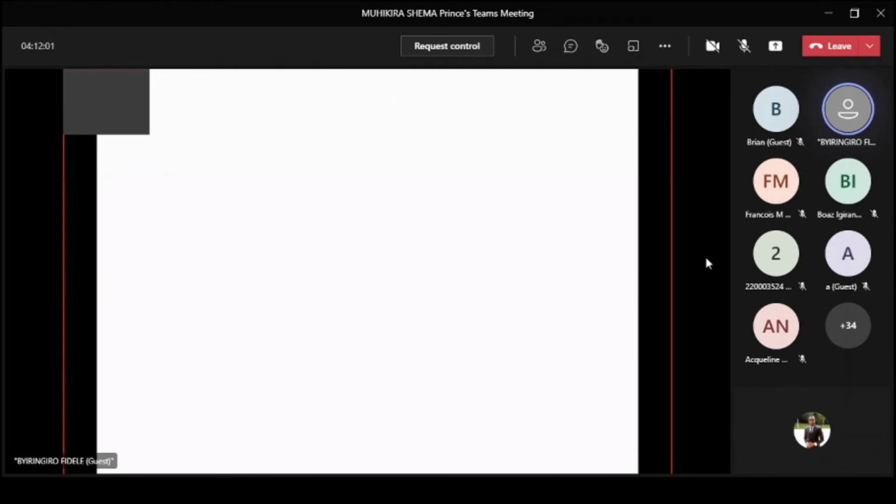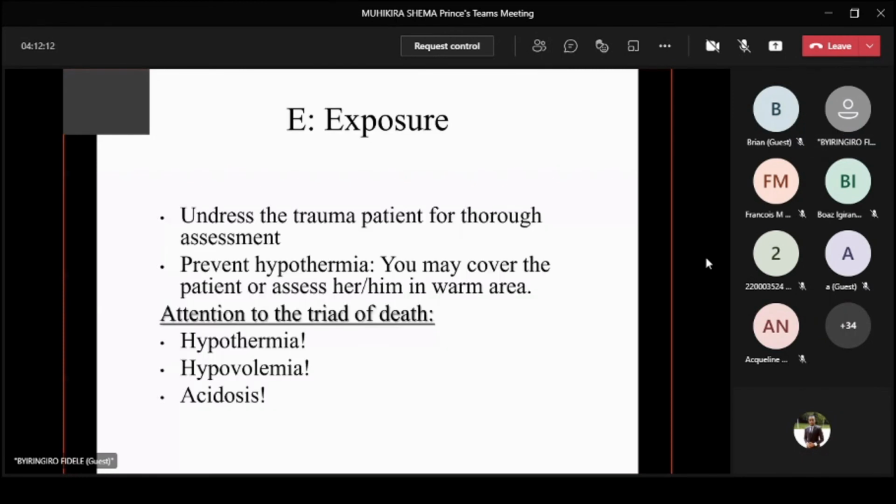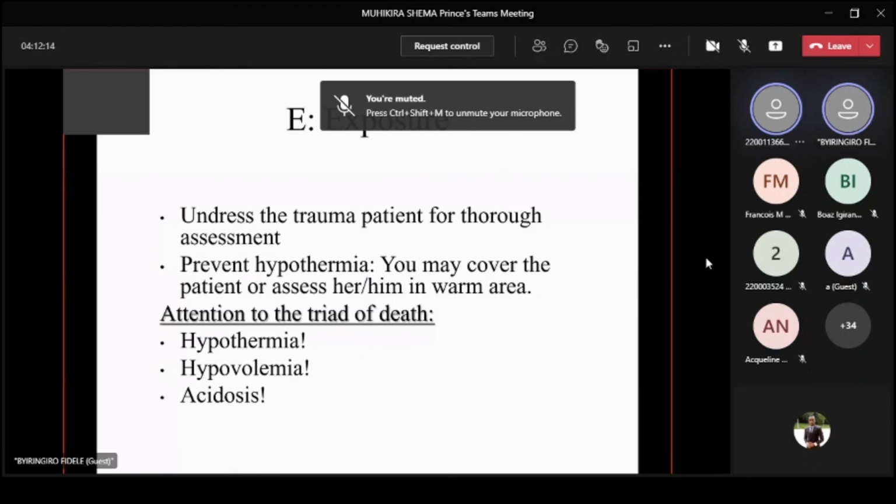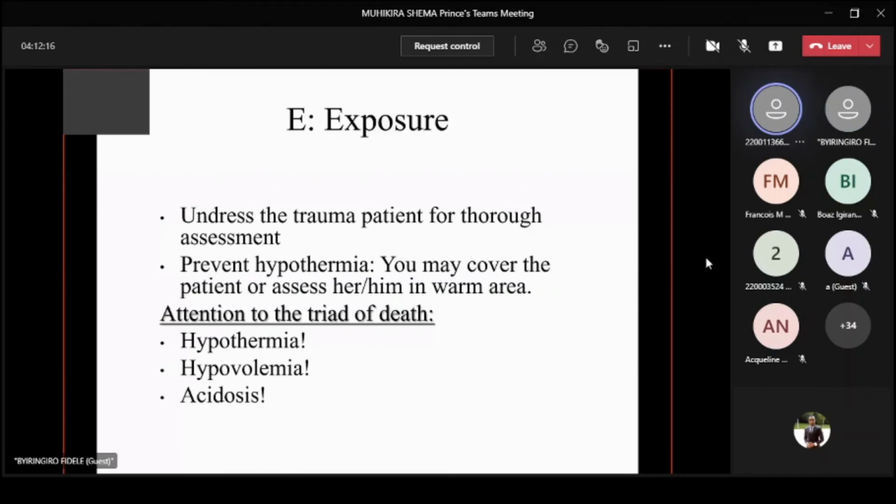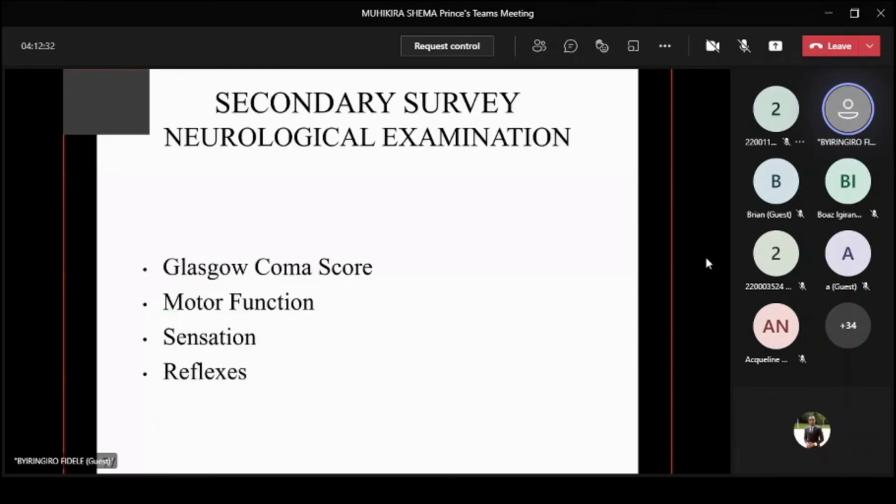Okay? Any other question? So please, how do you manage exposure and preventing hypothermia? Hypothermia, it means you expose your patient. After exposing the patient, you be very quick, so as not to leave your patient undressed for too long.